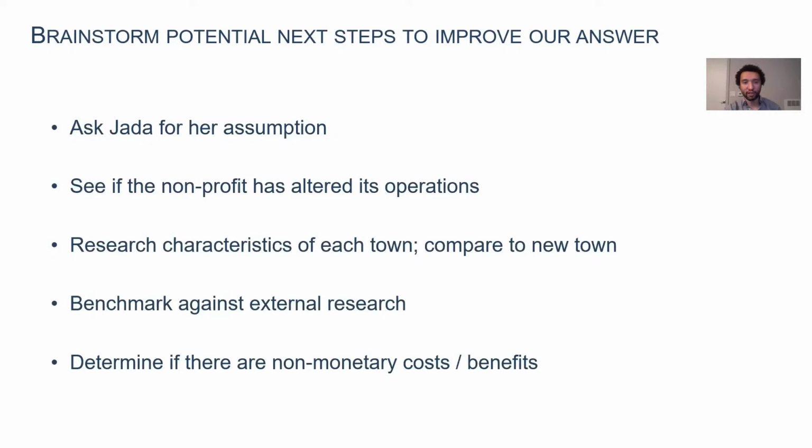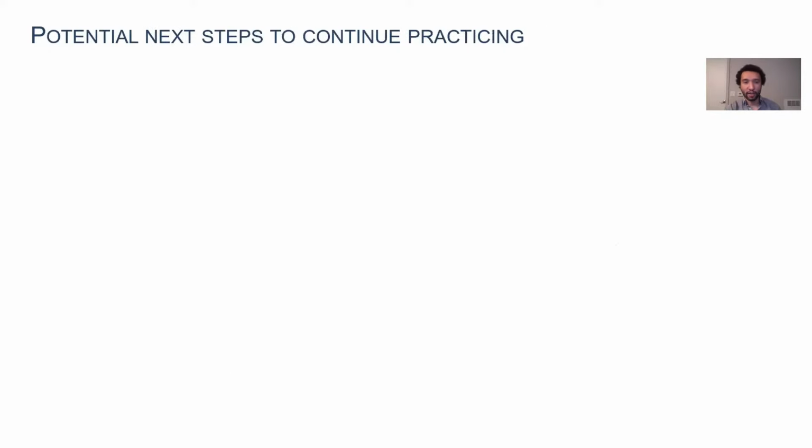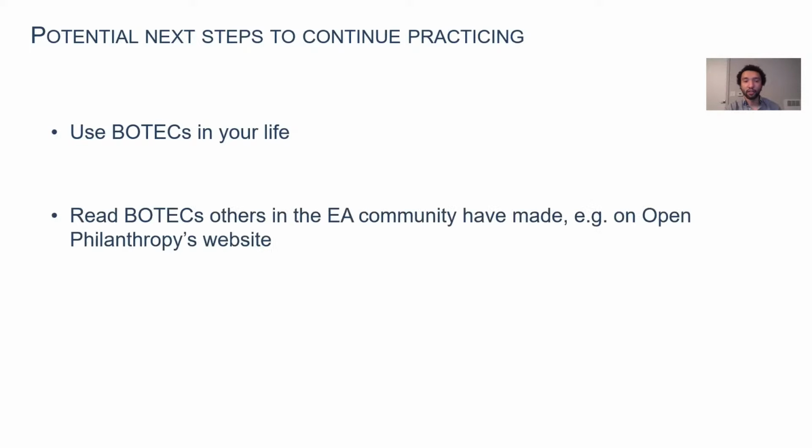If you're looking for next steps on how to learn more about BOTECs, here are some ideas. First, just use them in your life. Whether it's figuring out where to make a small donation or just predicting how long it will take you to write your next term paper, there are plenty of situations where we can do small calculations to help guide our decisions. Second, you can read BOTECs. We have a number of them on the Open Philanthropy website, or make your own.